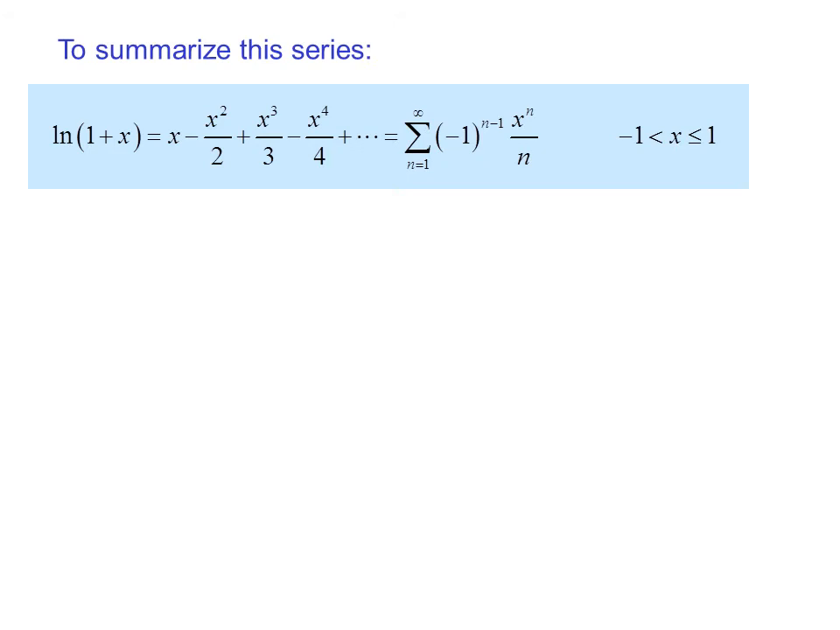To summarize this series, ln(1 plus x) equals x minus x squared over 2 plus x cubed over 3 minus x to the fourth over 4 and so forth, which is equal to the summation from n equals 1 to infinity of negative 1 to the n minus 1 times x to the n over n. And the interval of convergence is negative 1 is less than x, which is less than or equal to 1.